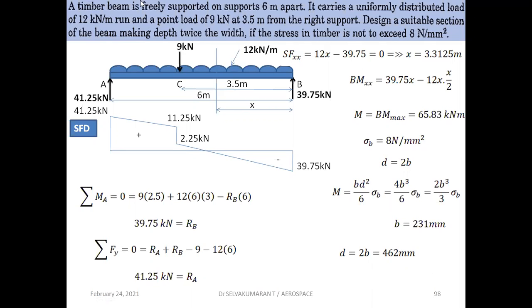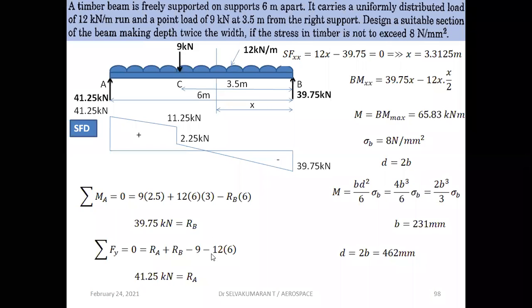Now we have obtained the cross sectional dimension for the given beam with respect to the given loading.